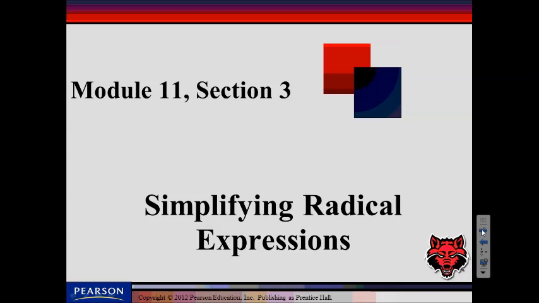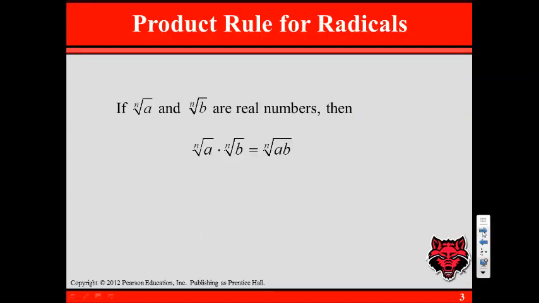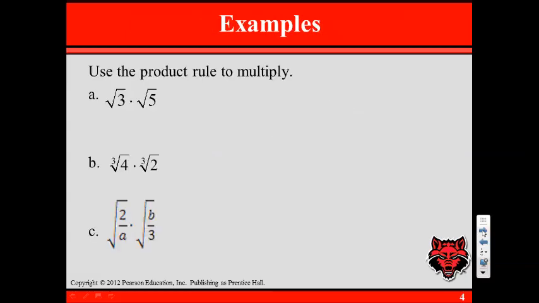In Module 11, Section 3, we will learn how to simplify radical expressions. First, let's look at the product rule for radicals. If we have two radical expressions with the same index and we're multiplying them together, we can write one radical sign with the same index and multiply underneath the radical symbols.